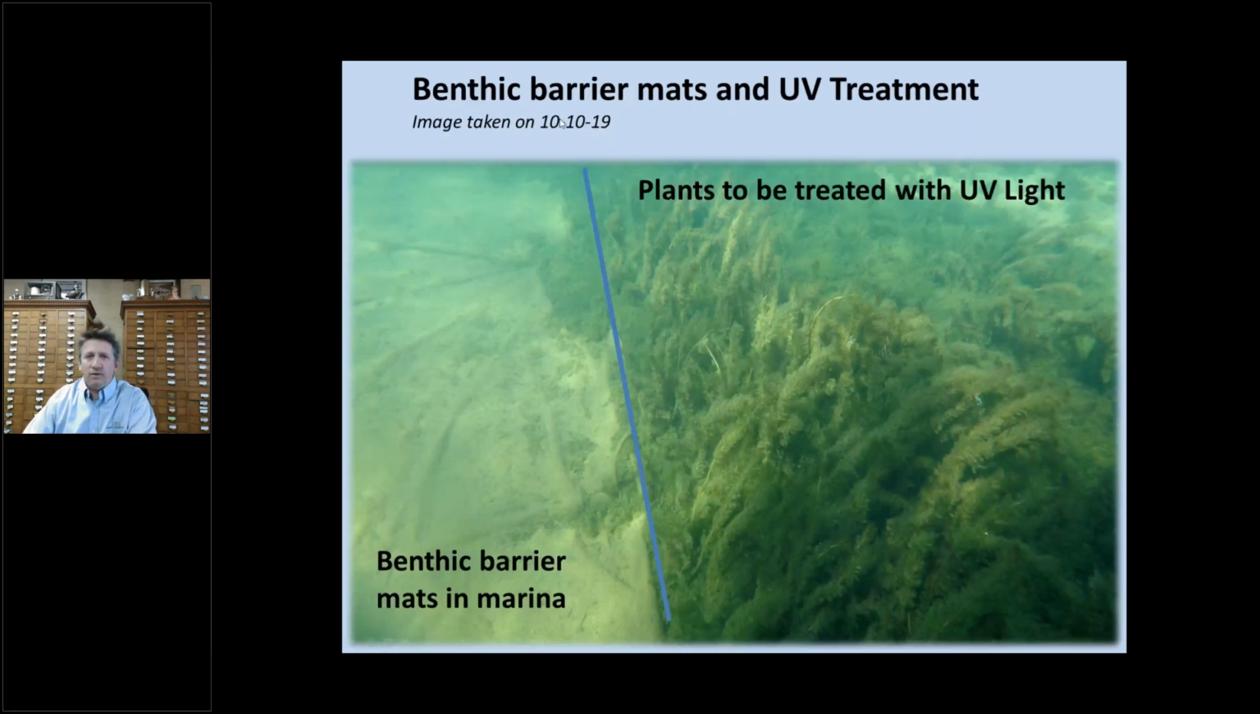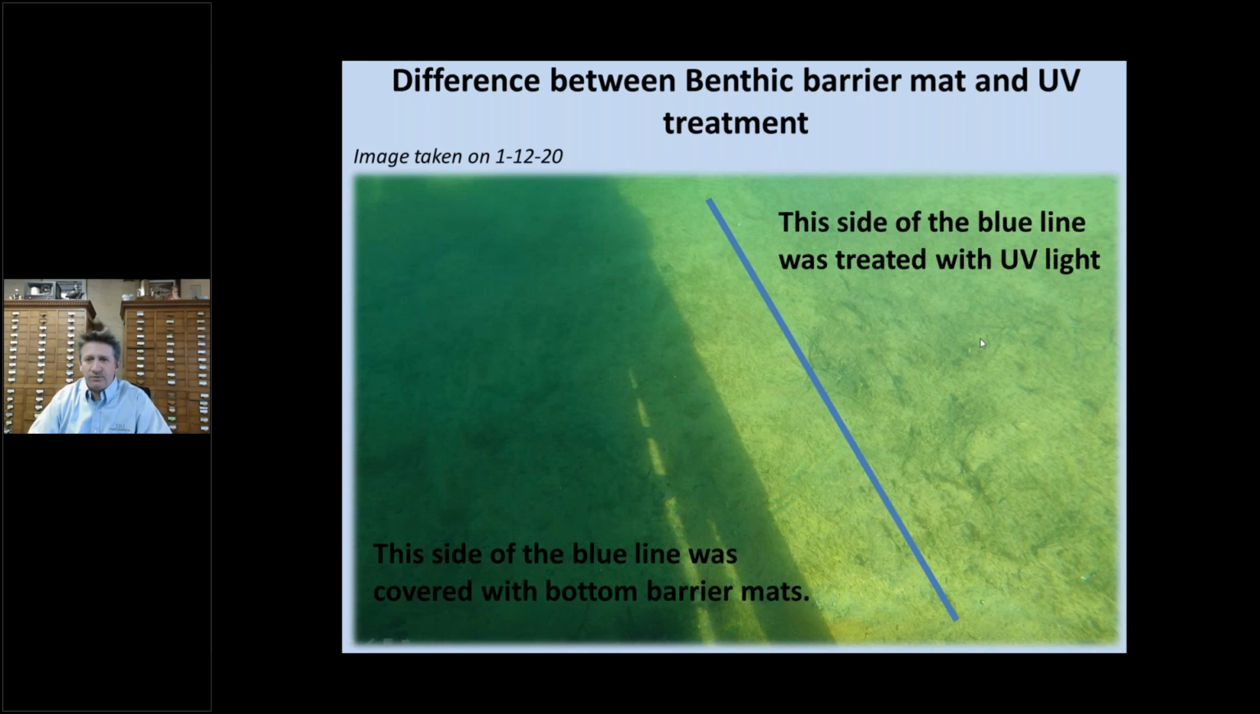This is an image of using barrier mats in conjunction with UV light. So the mat company put the mats down right at the entrance to the marina, and sure enough, plants grew right on the other side of it. We then treated these plants right after this image, and this is a couple months later, and you can see when the mats were removed, the difference between the two sites look very similar. And now the same exact location is being monitored a year later to see the grow back when comparing both mats and UV.